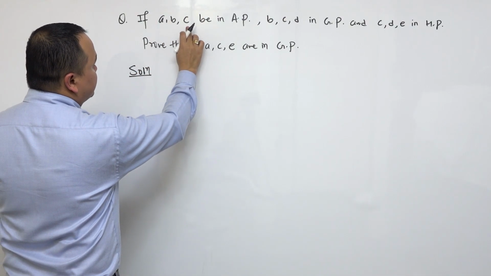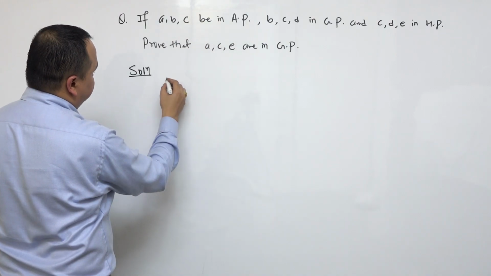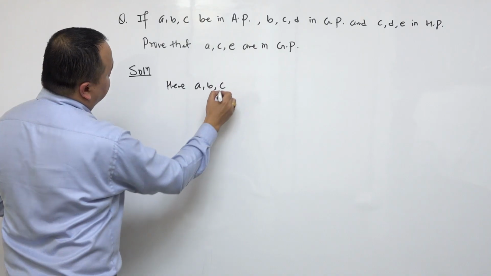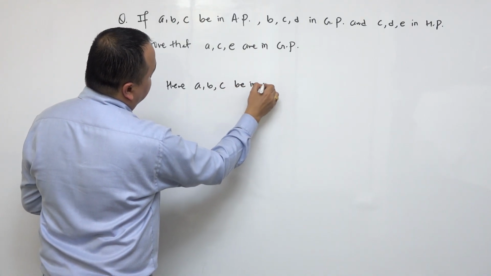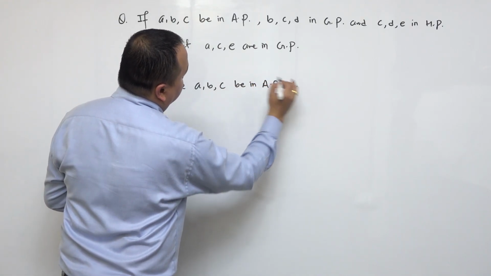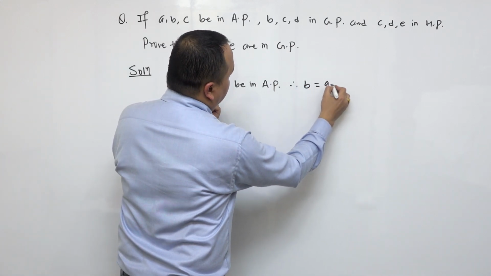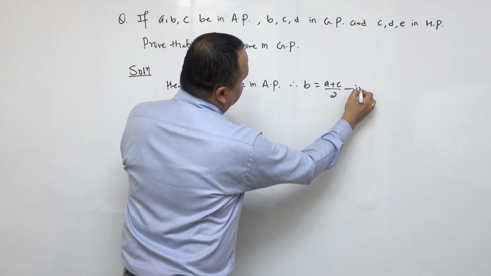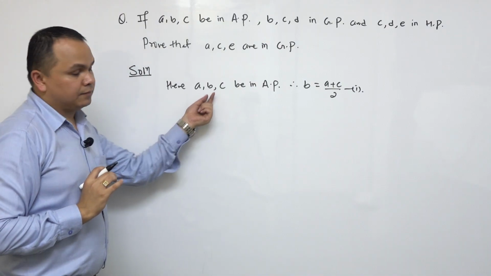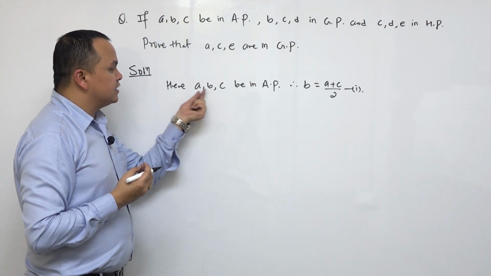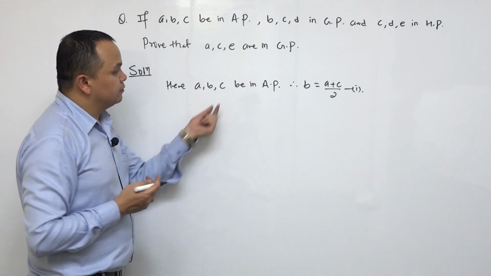a, b, c be in AP, given here. Therefore, b is equal to (a plus c) by 2, equation I. The AP means the middle term is the sum of the first and third divided by 2.